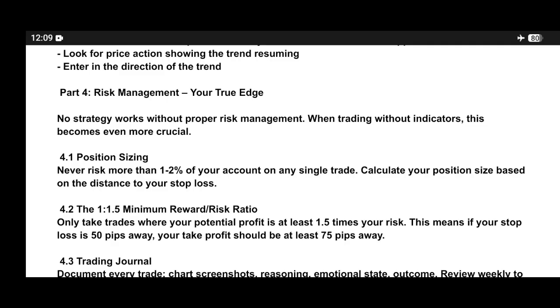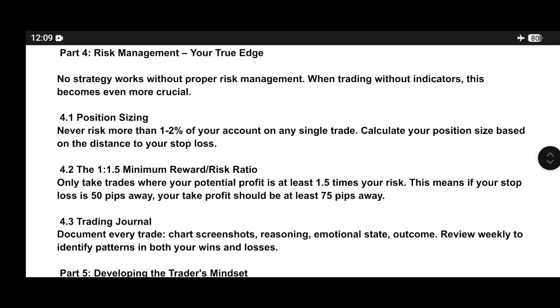Number 1, position sizing. Yes, of course. Never risk more than 1 or 2% of your account in a single trade. Let me repeat it again. Never risk more than 1 or 2% of your account in a single trade. Calculate your position size based on the distance to your stop loss, which is number 1.